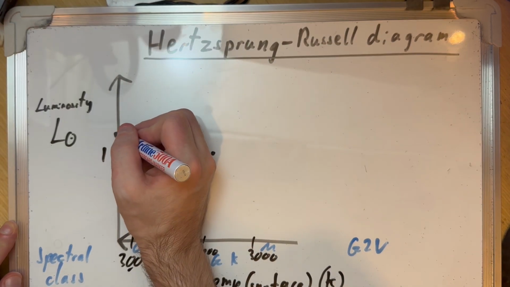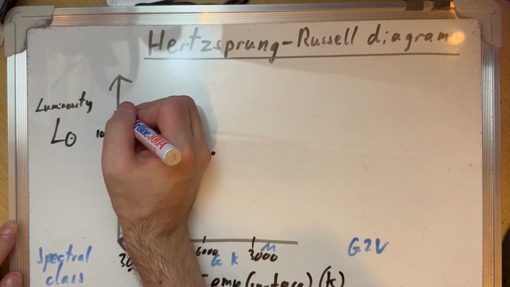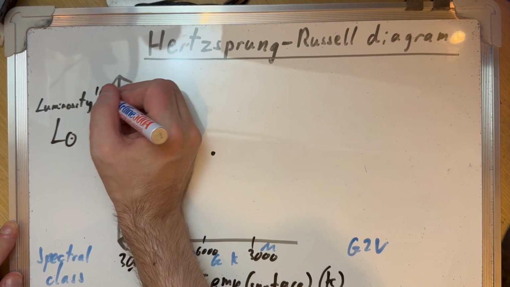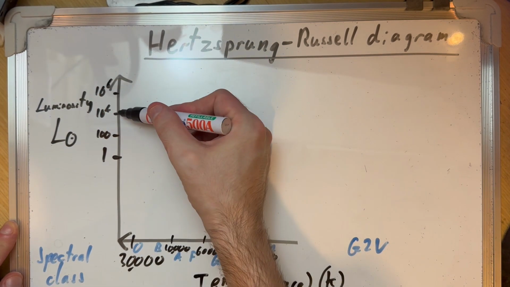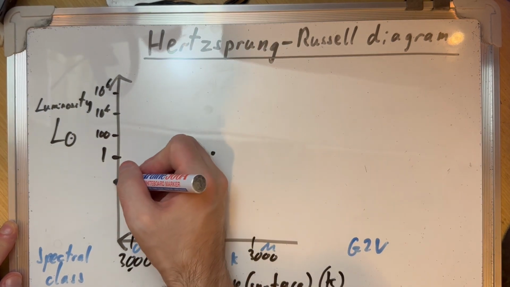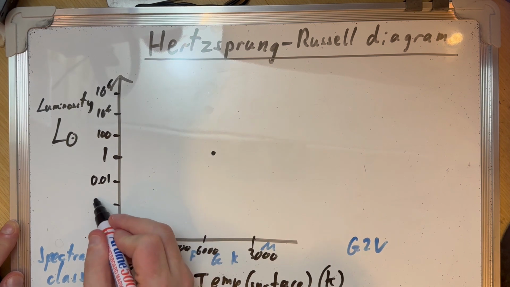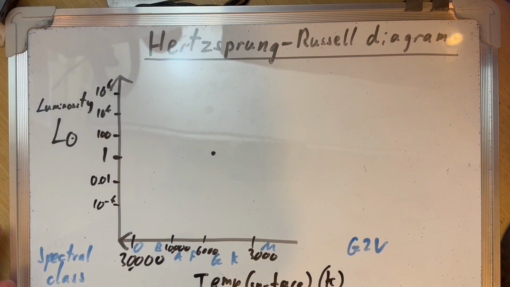Then it's logarithmic, so 100 might be here. 10 to the 4, 10 to the 6. So something here is 10,000 times as luminous as our sun. So 0.01, 10 to the minus 4 here. So two quite confusing axes there, strange scales.